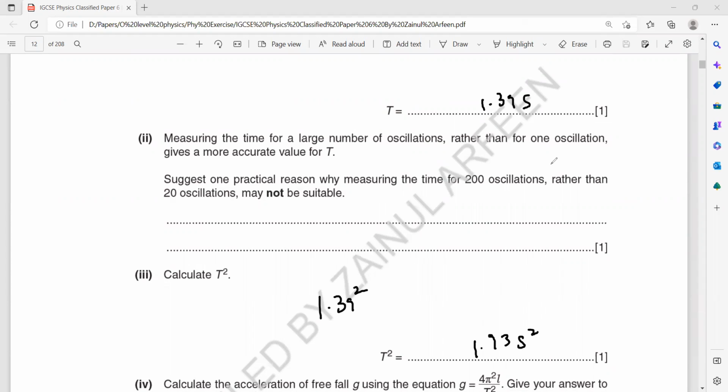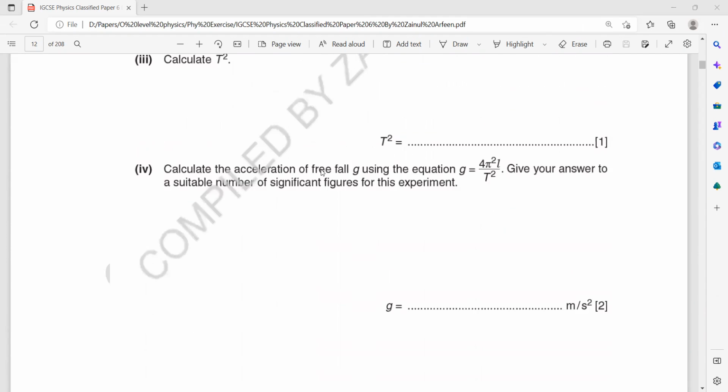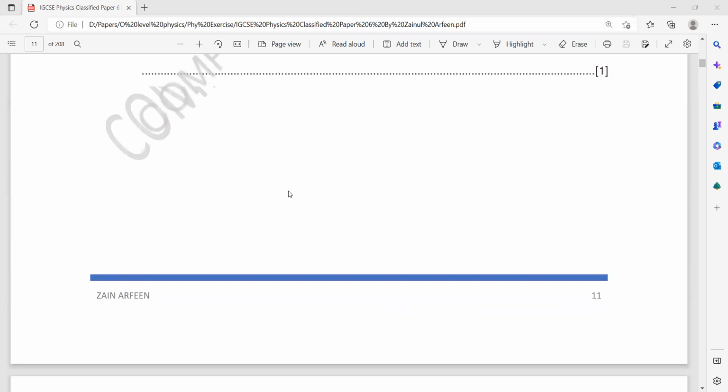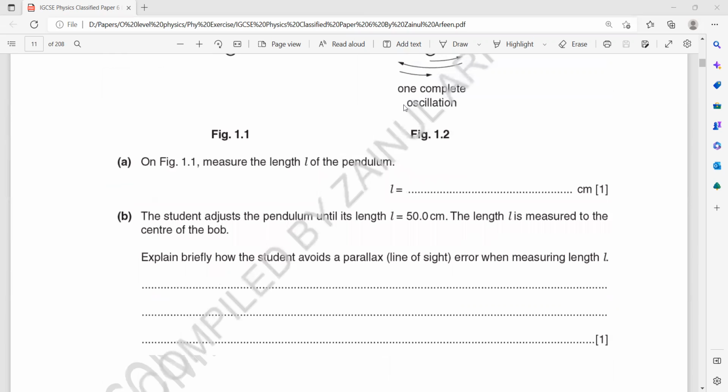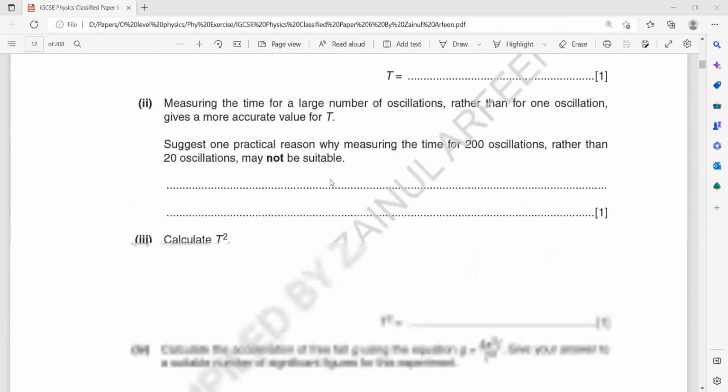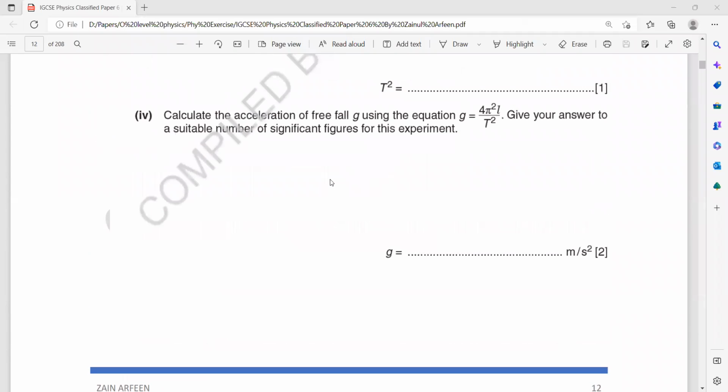Then we have to use a formula. For paper 6 you don't have to memorize any formula. Calculate the acceleration due to gravity using the formula g equals 4 pi square L divided by T square. What is the L here? L we arranged as 50 centimeter, but this should be in meter because the value of g is in meter per second square. So if you see, it's a continuation of the question. The student adjusted the length to be 50 centimeter, but in meter it will be 0.5 meter.